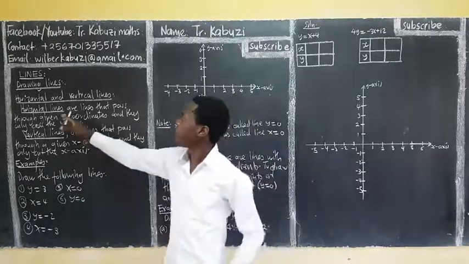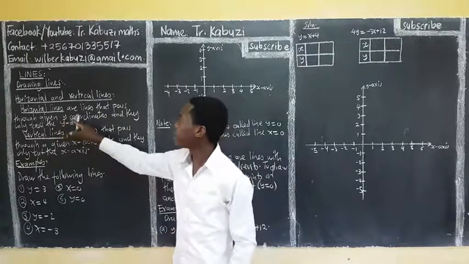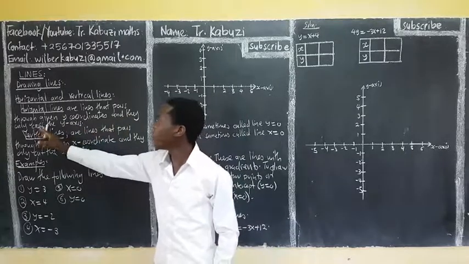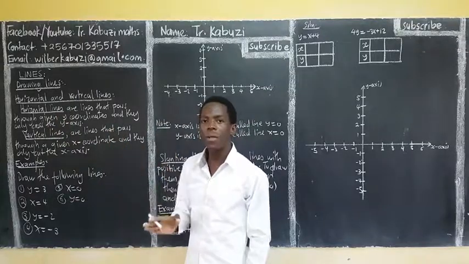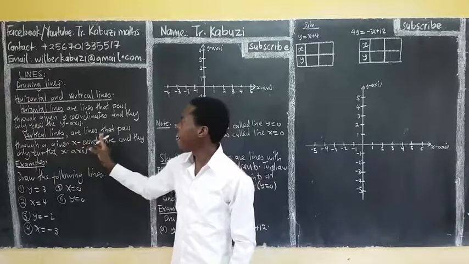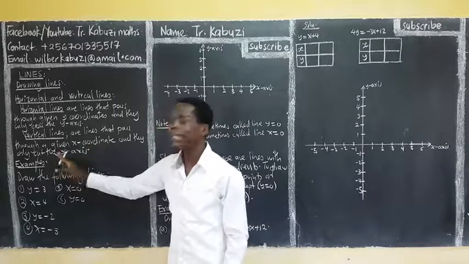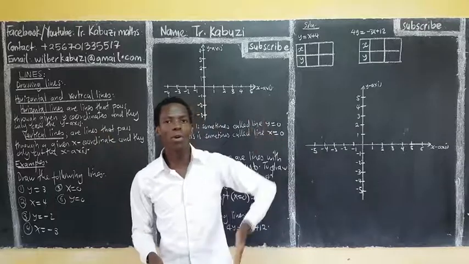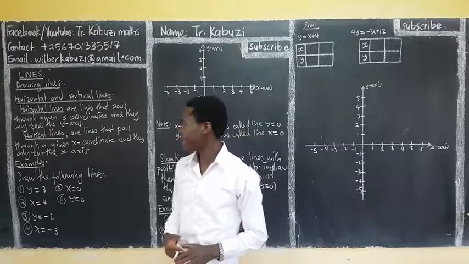Horizontal lines are lines that pass through a given y coordinate, and they only cross the y-axis. So these horizontal lines only cut the y-axis, while the vertical lines are lines that pass through a given x coordinate and they only cut the x-axis. So verticals, you see, go up like this, we are only cutting the x-axis. Let us see examples here.